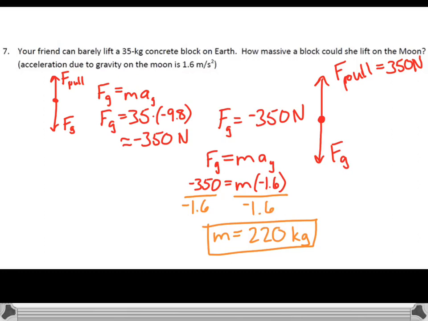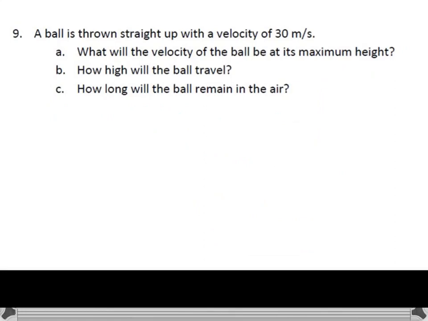Alright, that's number 7. Let's move on to number 9 here. It says a ball is thrown straight up with a velocity of 30 meters per second. What will the velocity of the ball be at its maximum height? Okay, well, what do we know about velocity at maximum height?